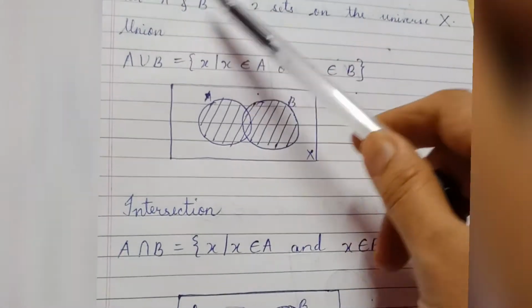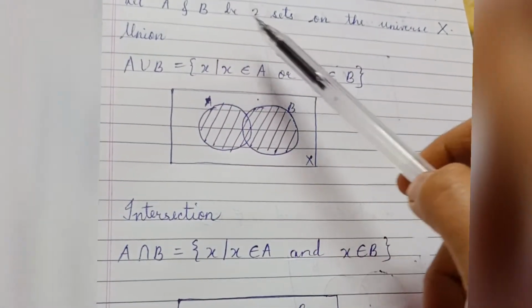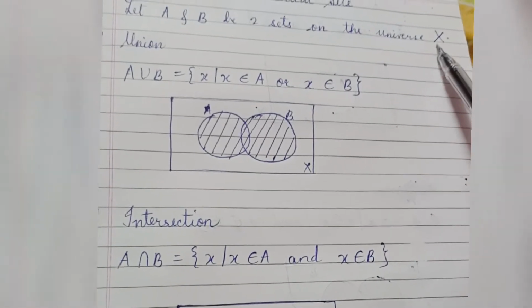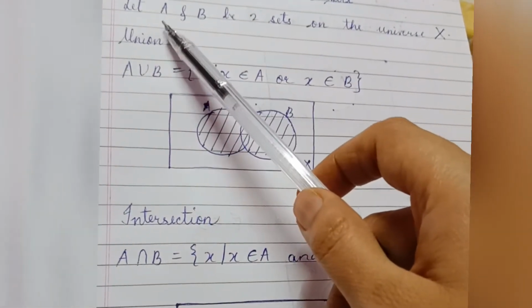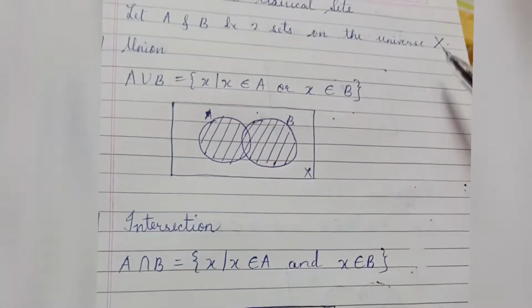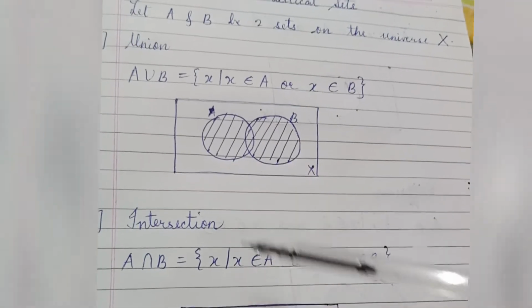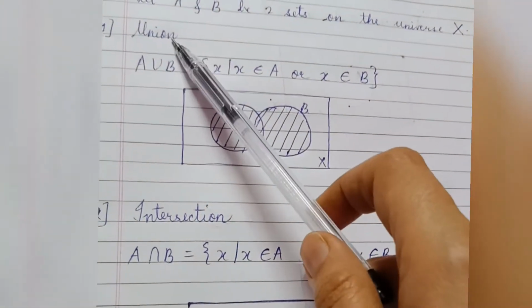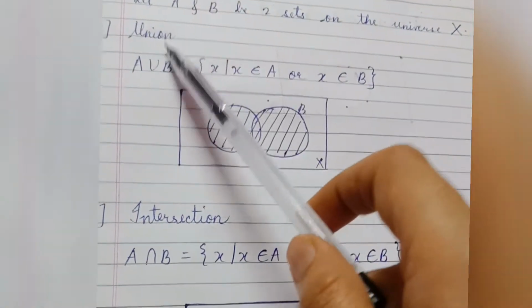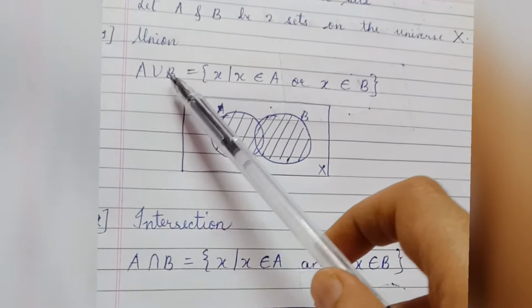Let's see operations on classical sets. Let A and B be two sets on the universe X. So there are various operations on classical sets. Number one is union. Union between two sets is denoted by A union B.